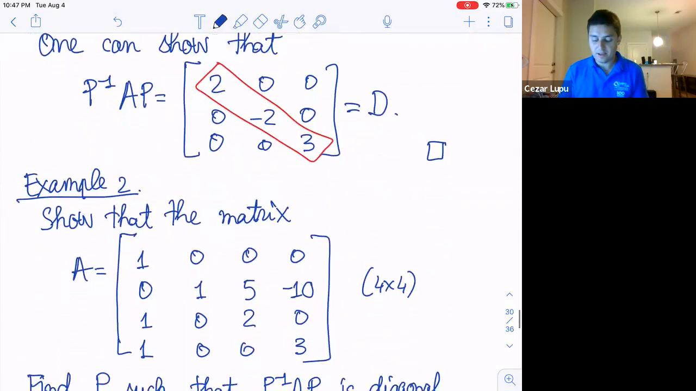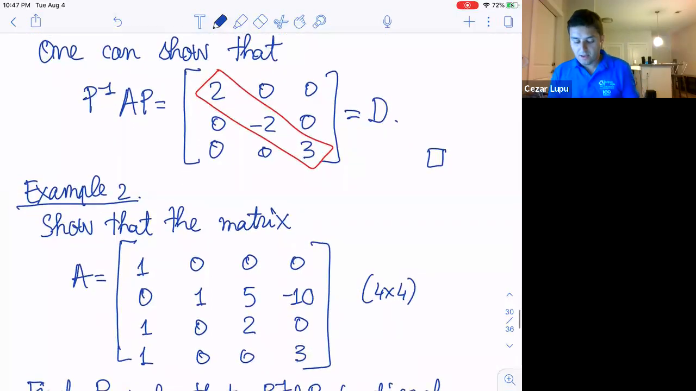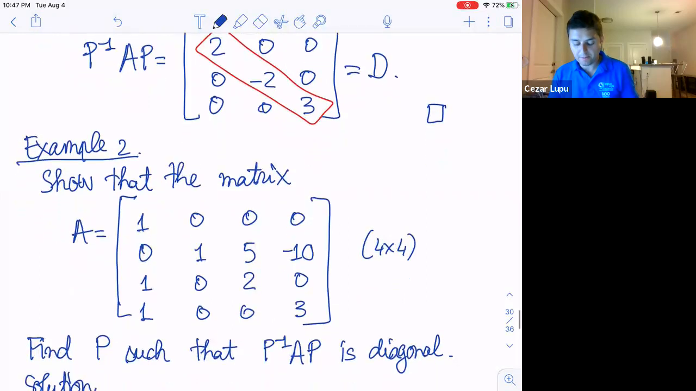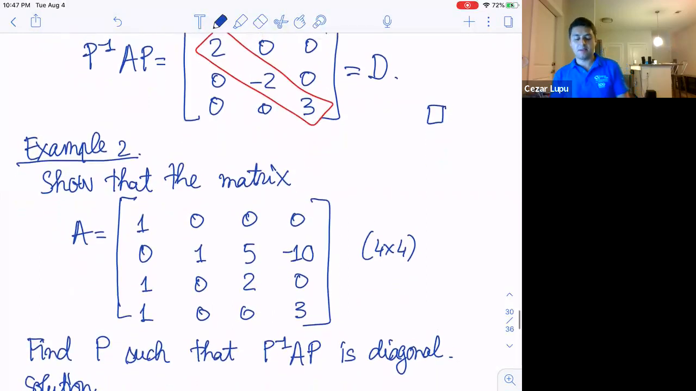And now let's see another example. I'm going to consider now a 4x4 matrix. And again, the same thing. I want to show that A is diagonalizable, that is, we want to find a matrix P such that P inverse times AP is diagonal. Okay, let's look at this problem a bit.